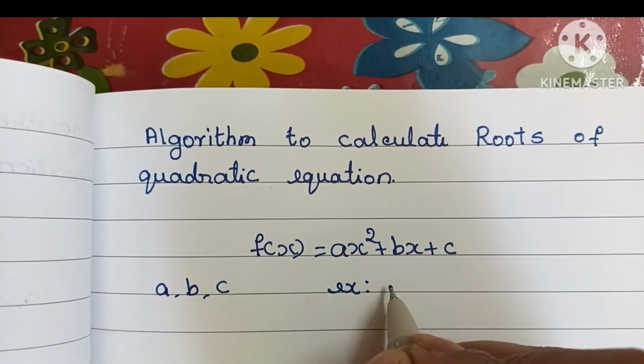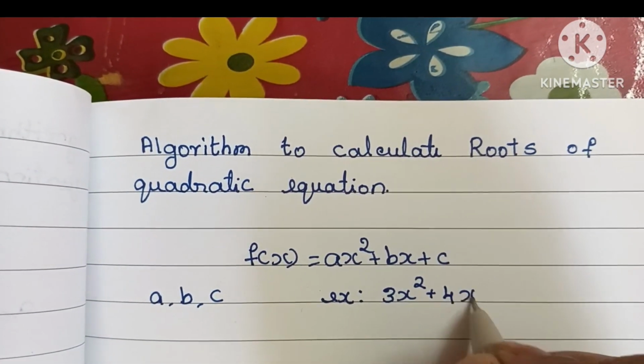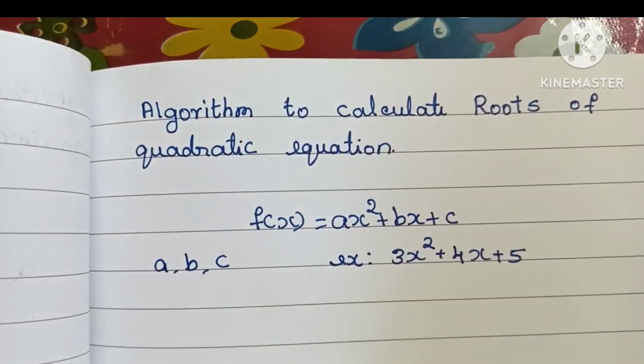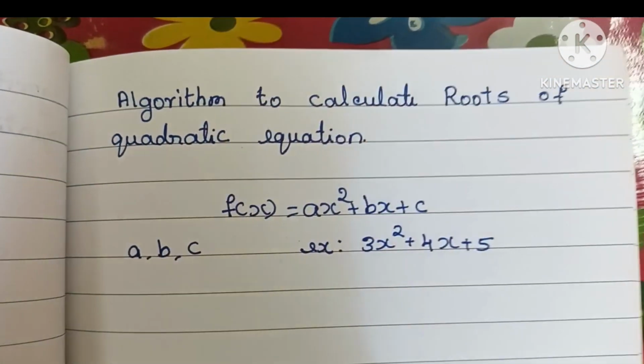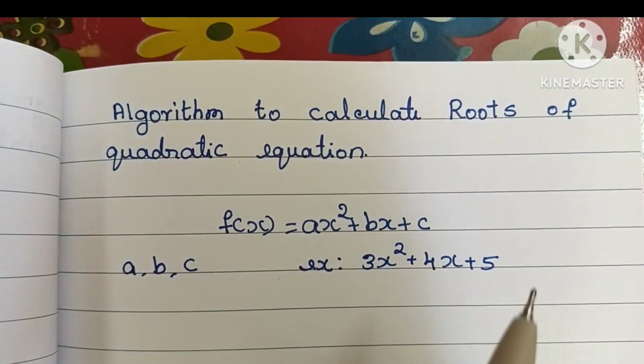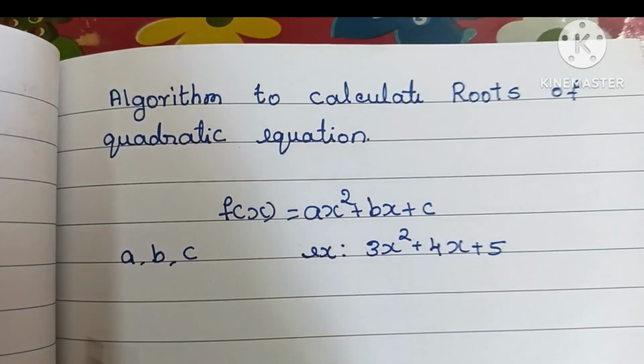Example: 3x² + 4x + 5. Here 3, 4, 5 are coefficients of the equation. Got it? Generally, a quadratic equation has two roots.